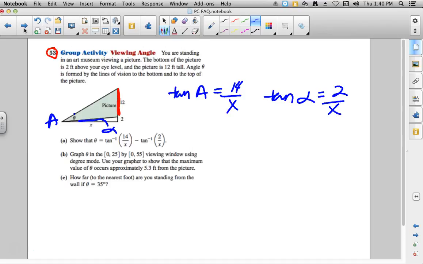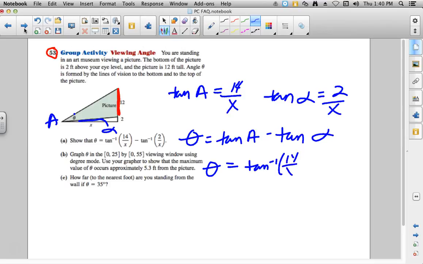Now, we want theta. And how we get that is by taking the tangent of angle A and subtracting the tangent of angle alpha. And then what we would do is we would continue on and say, hey, let's just substitute into this thing. So theta equals, well, the tangent of angle A, the inverse tangent of 14 over x, minus the inverse tangent of 2 over x.